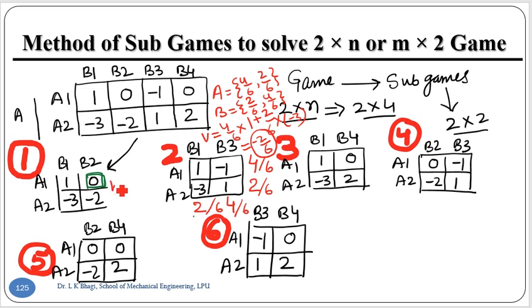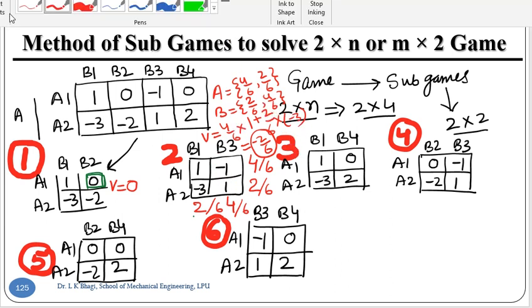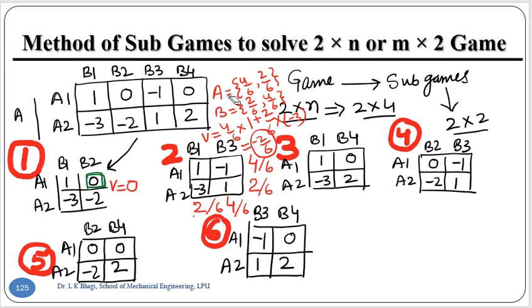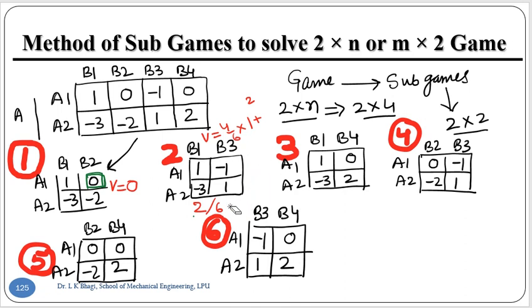The value for this game comes to be v equal to 0. Okay, and for the sub game, I see the value comes out to be... so for this sub game 2, the value is equal to minus 2 by 6.